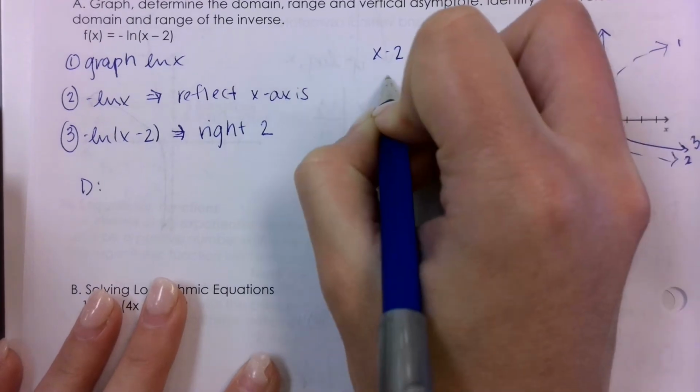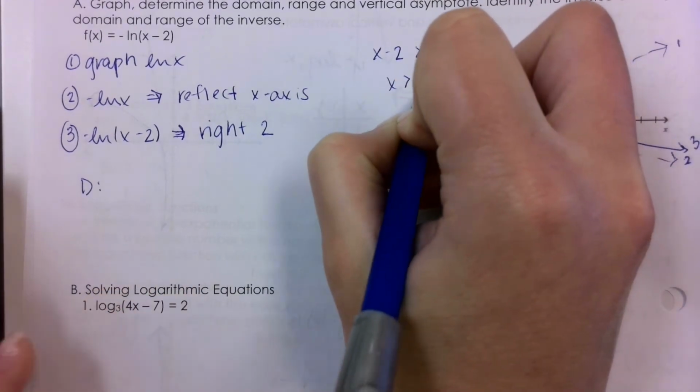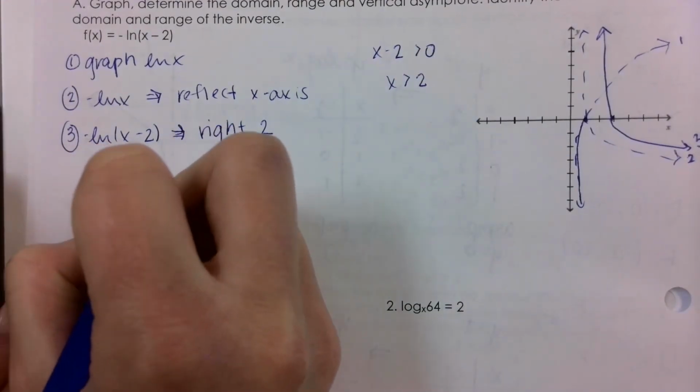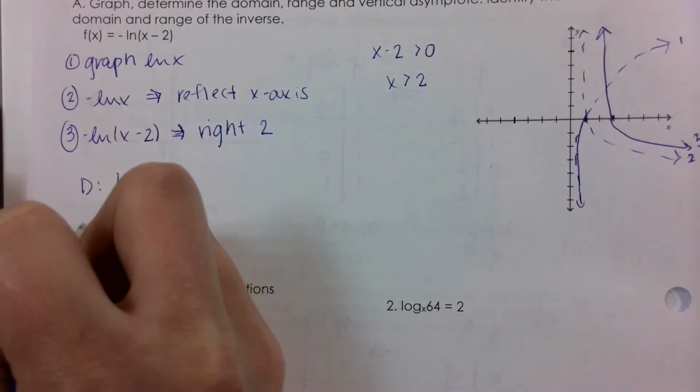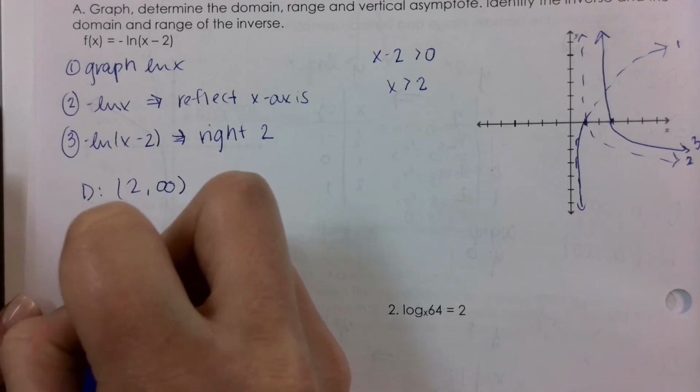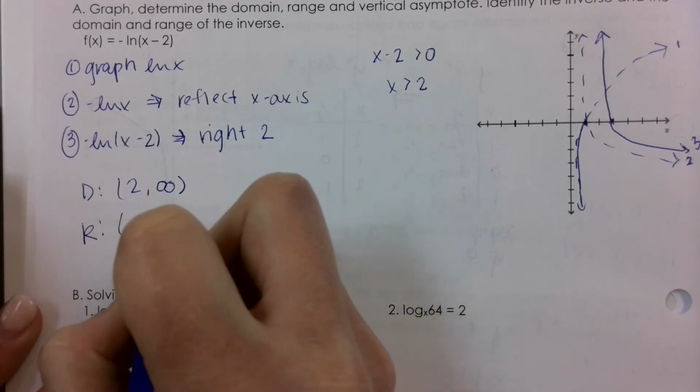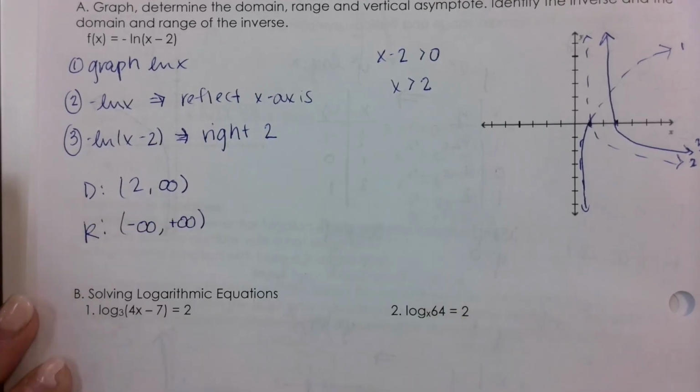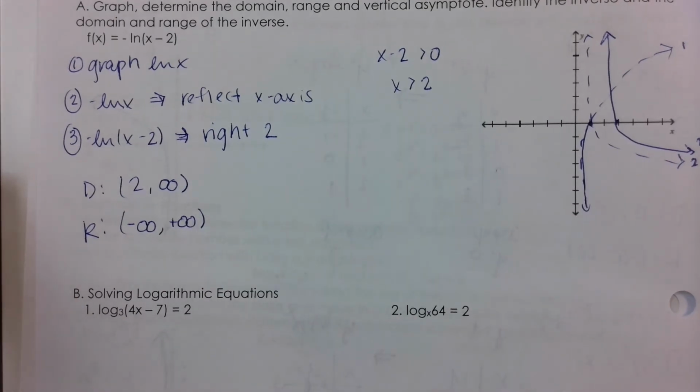So for your domain, do y'all remember where we were finding those earlier and we said whatever is inside your log has got to be greater than 0? So you could do it that way and say x minus 2 has got to be greater than 0. Or you could just look at your graph and we know that it's going to level out at 2 there from that asymptote. So either way is fine.